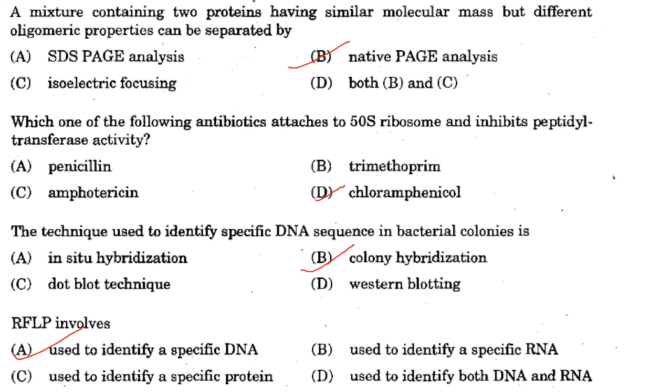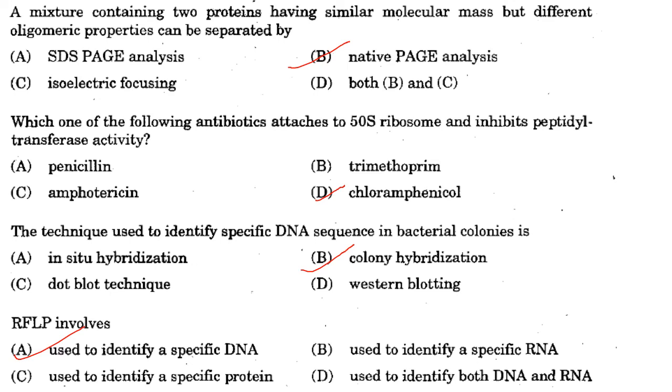Now next one. A mixture containing two proteins having similar molecular mass but different oligomeric properties can be separated by. So they can be separated by native PAGE analysis. Native PAGE separates proteins based upon their charge and mass. Because non-denaturants are used in native PAGE, subunit interactions within a multimeric protein are generally retained and information can be gained about the quaternary structure.